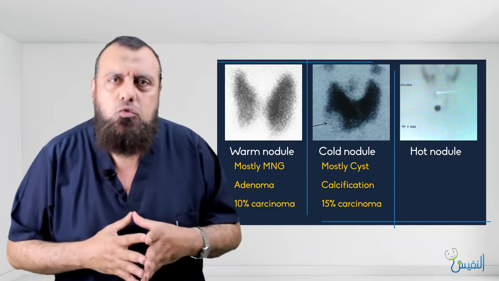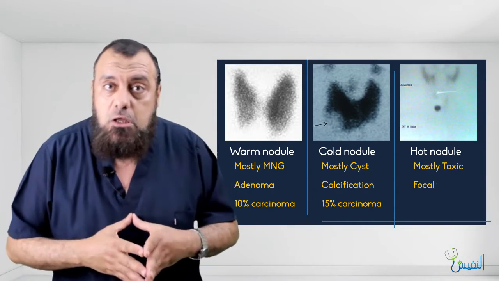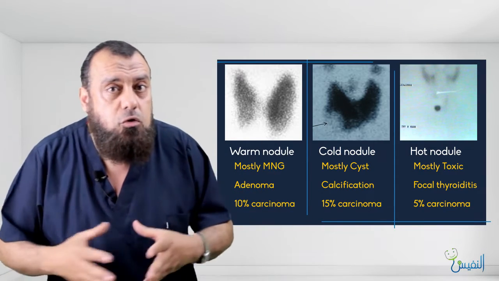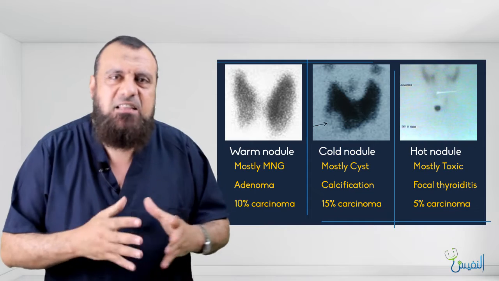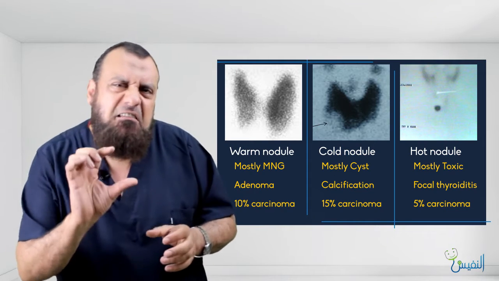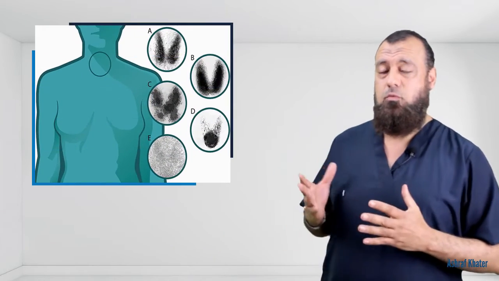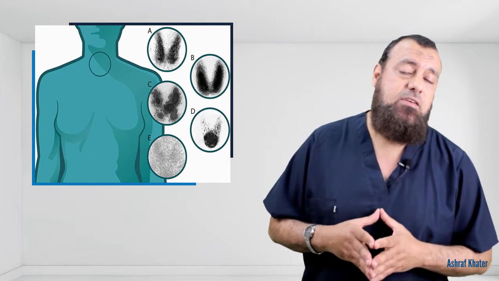And about the hot nodule, usually it is a toxic nodule or autonomously toxic nodule. Sometimes it is some sort of focal thyroiditis. It is active also, and the incidence of malignancy is 5%. So there is always incidence of malignancy in all solitary thyroid nodules. Take care, do the scan, and you must take a biopsy from this nodule by fine needle aspiration to exclude the possibility of malignancy. In this photo, we can see different forms of the thyroid scan.